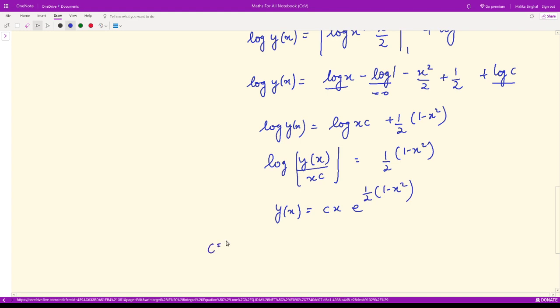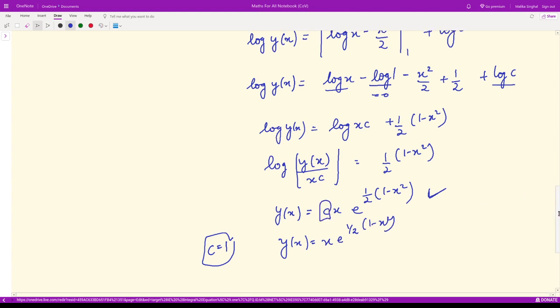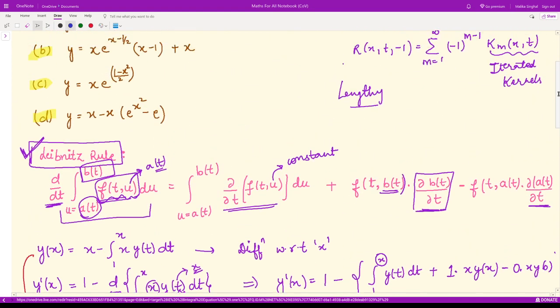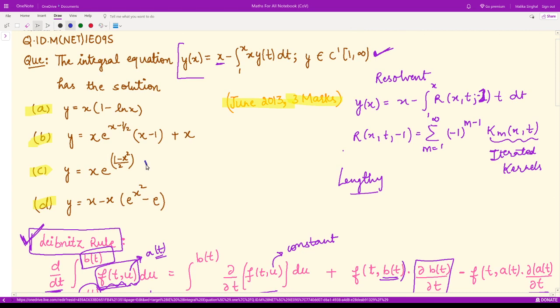Now we can take c equal to 1. So our solution could be y of x equal to x into e to the power 1 by 2 into 1 minus x square. Actually there are so many solutions depending on this constant c, but let us look at our options. So this is the correct option according to what we have just found. So option C is the correct option, given we take the constant c to be equal to 1, right? This is valid for all c, so it is also valid for c equal to 1. So option C is the correct option.